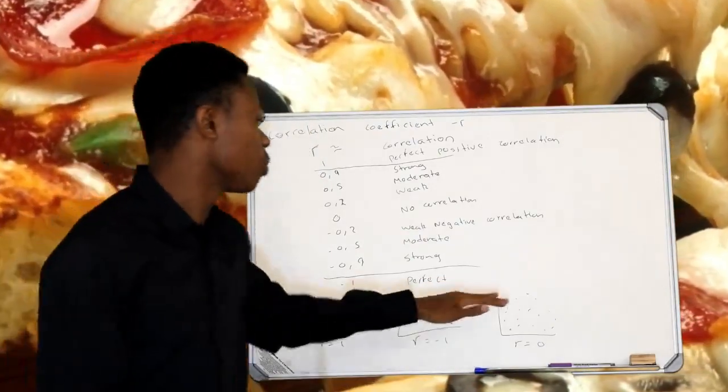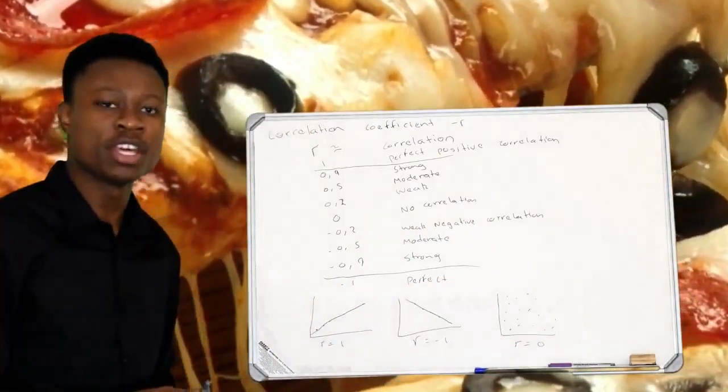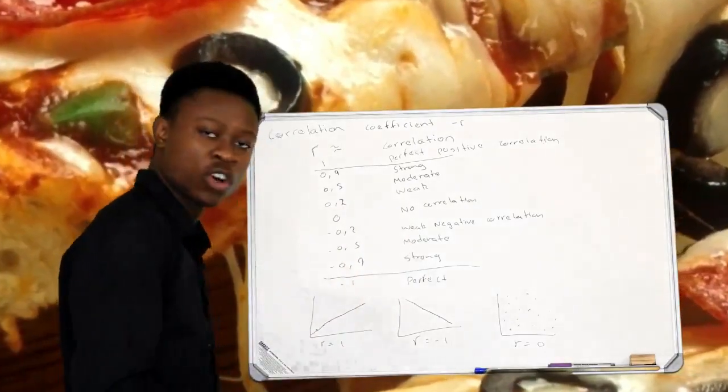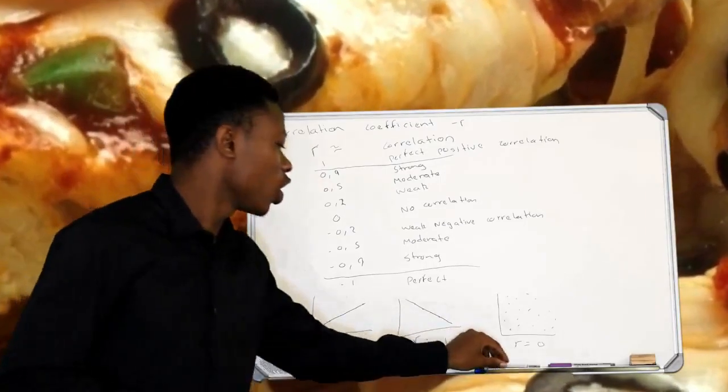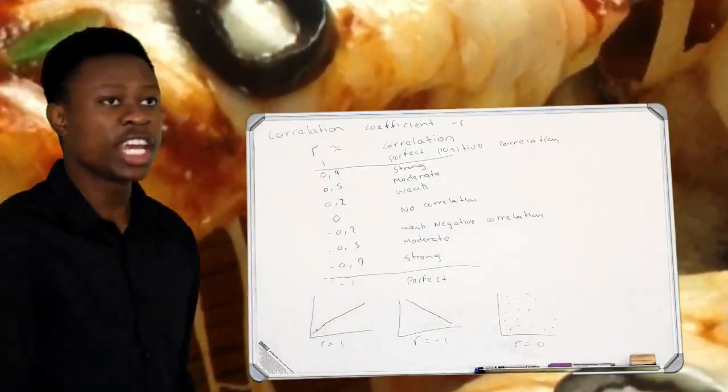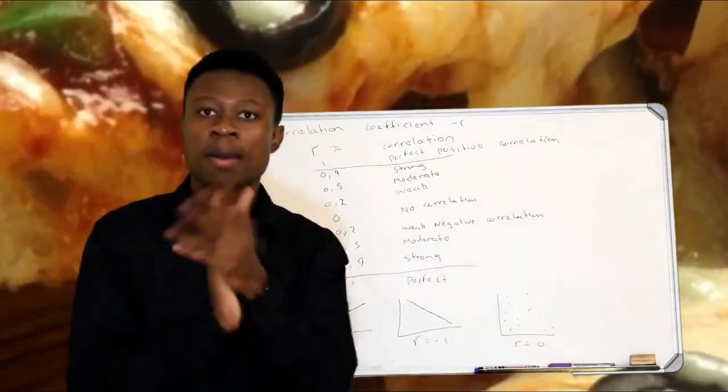So R is equal to 0 because I can't draw a line of best fit anywhere there, because it will not have any sort of relationship in that. So that is basically it on correlation coefficient, and that's basically it on statistics. Okay, boom.